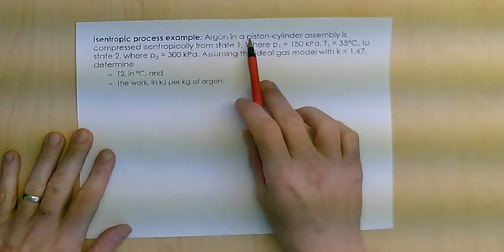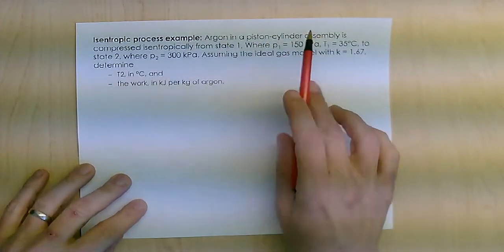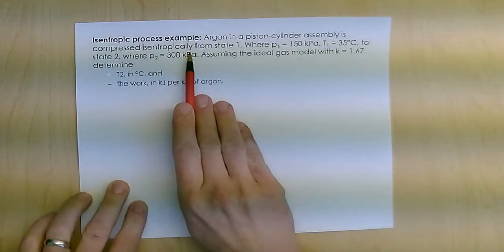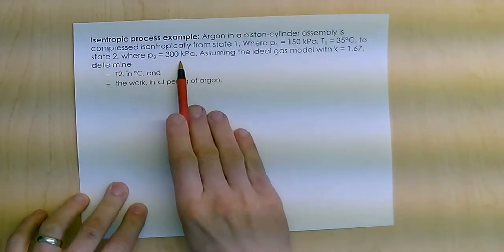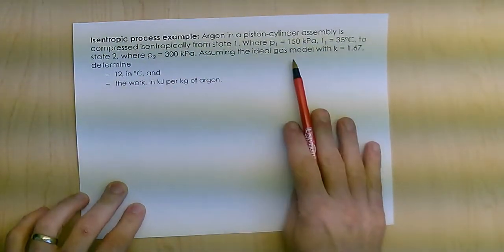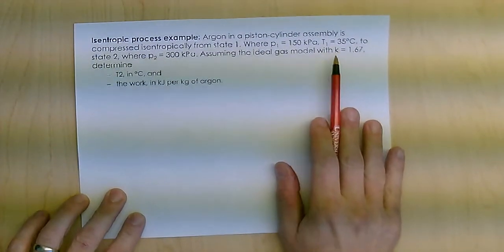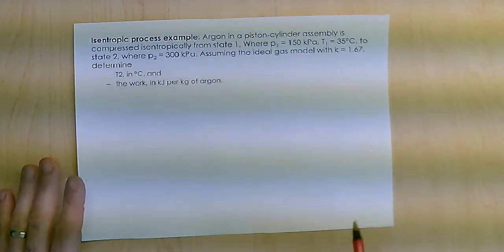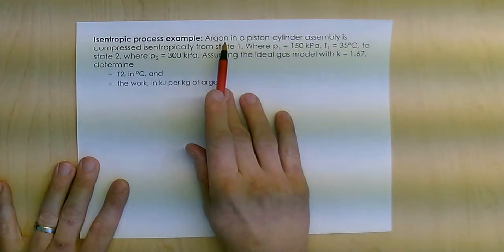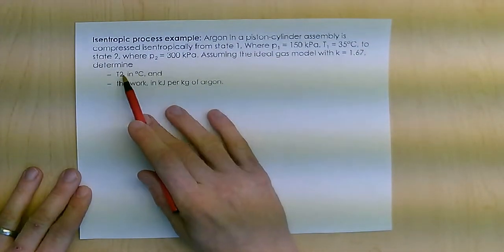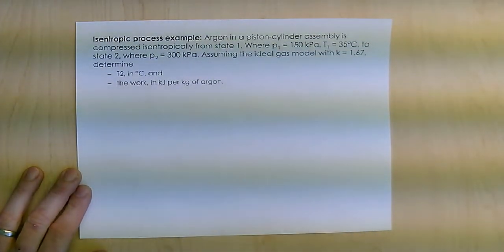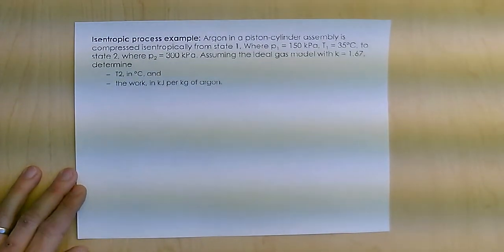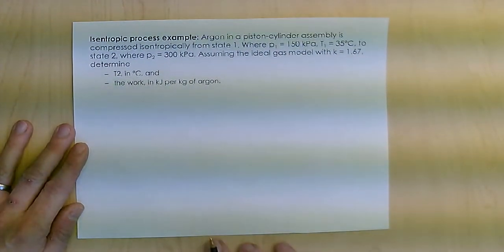Okay, I've got argon in a piston cylinder assembly. It's compressed isentropically from state 1 to state 2. Assuming ideal gas and a constant specific heat ratio of 1.67, which is true because it's argon, a monatomic gas, I want to find the second temperature and the work in kilojoules per kilogram.